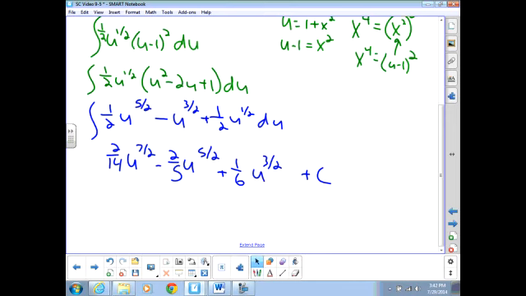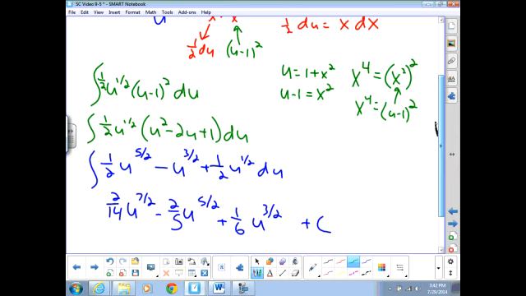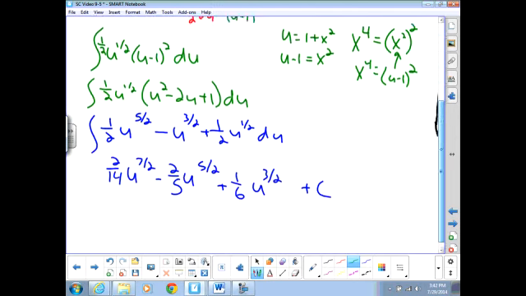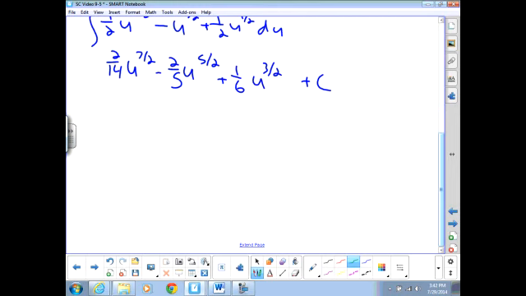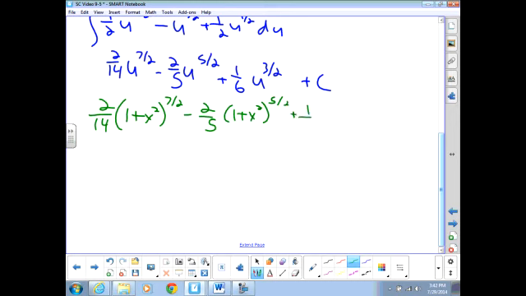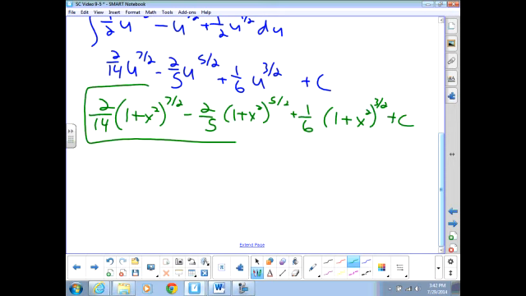And it looks messy, but we're just about there. The last thing we have to do is use the 1 plus x squared that we had originally. So we'll have 2 over 14 equals 1 plus x squared to the 7/2 minus 2/5 times 1 plus x squared to the 5/2 plus 1/6 times 1 plus x squared to the 3/2 plus c. And that is our final answer.